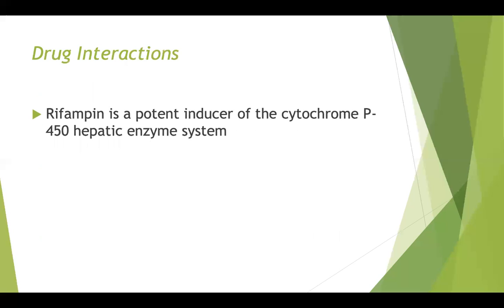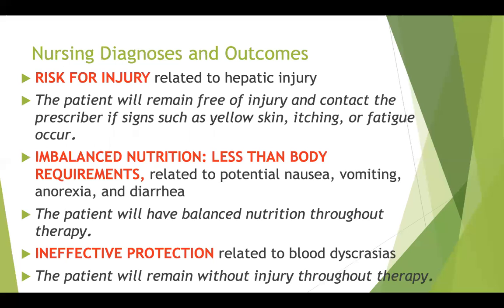And for the drug interaction, rifampin is a potent inducer of cytochrome P450. It is a hepatic enzyme. So all medications that are hepatotoxic should not be given, or should be used with caution, when administering rifampicin or rifampin. Nursing diagnosis: risk for injury, imbalanced nutrition, and ineffective protection.